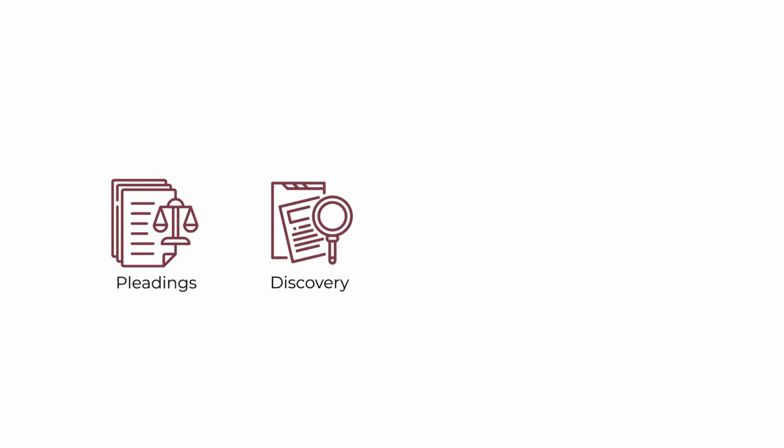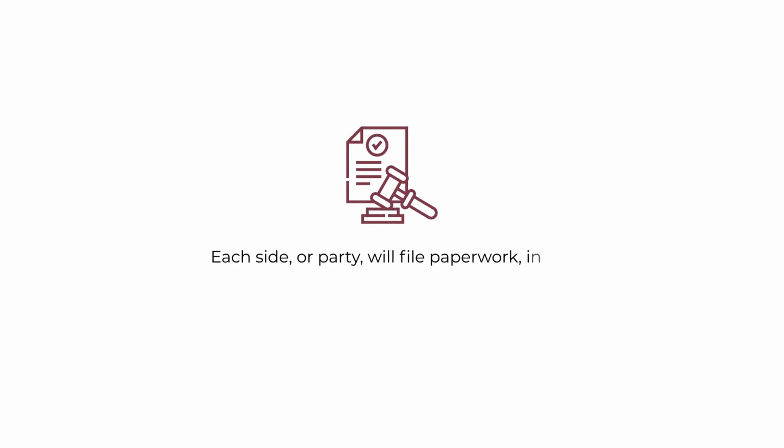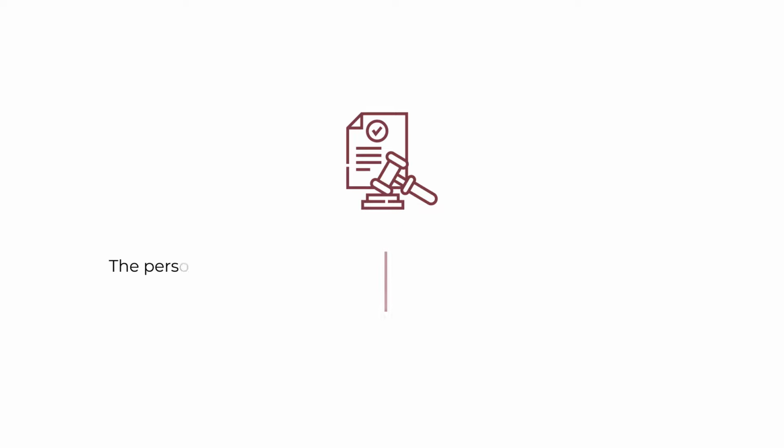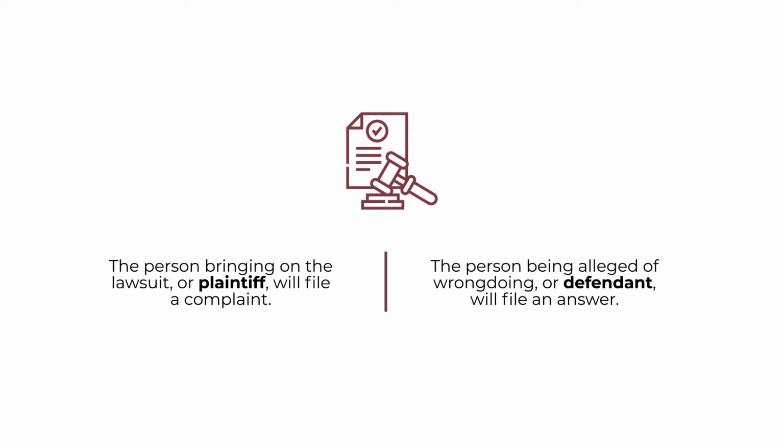After an initial consultation, your civil lawsuit case will follow 4 common steps: pleadings, discovery, trial, appeal. The pleadings are the initial step in the civil lawsuit. Each side or party will file paperwork in the right court to explain their side of the story. The person bringing the lawsuit, or plaintiff, will file the complaint. The person being alleged of wrongdoing, or defendant, will file an answer.